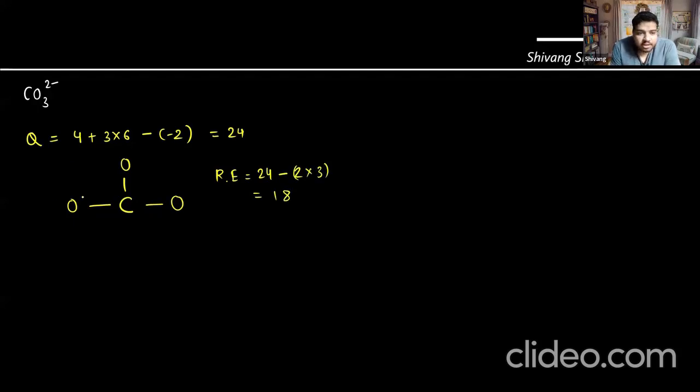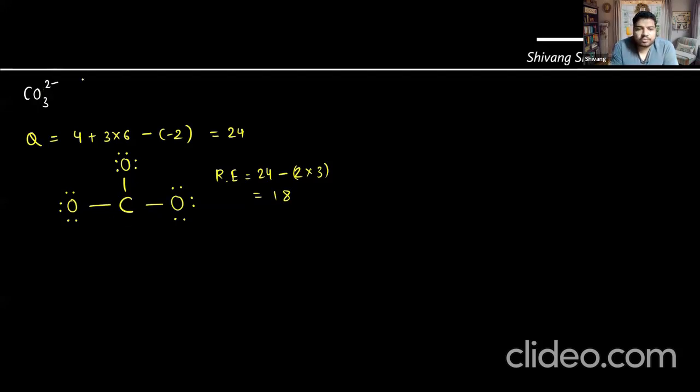Now let's use those 18 electrons. So 1, 2, 3, 4, 5, 6, and 8 with the 2 bond electrons. Done. And then the same here: 1, 2, 3, 4, 5, 6, 7, 8. All the oxygens are done, and we have used up all the 18 electrons. This carbon is still not completed.